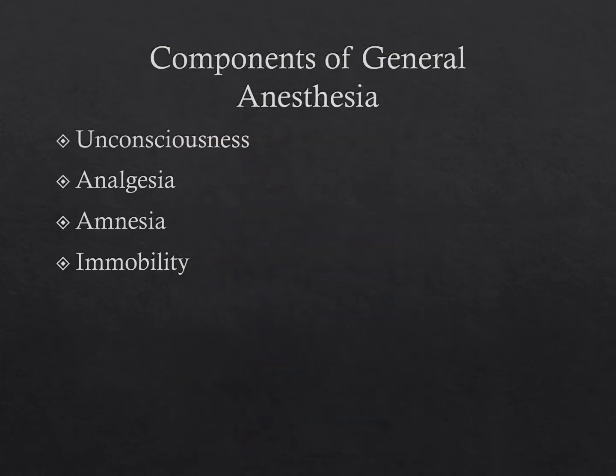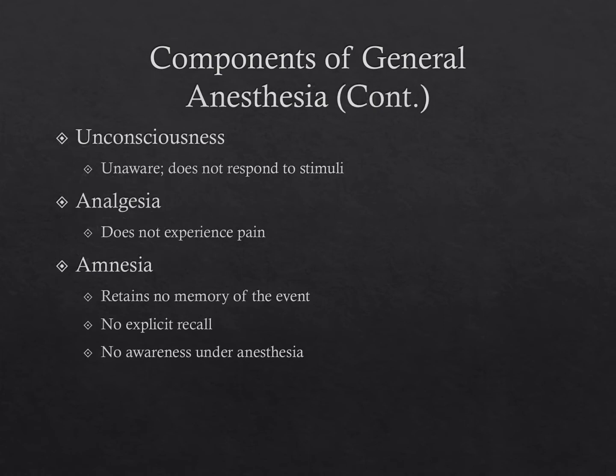General anesthesia is accomplished by administering agents to achieve the major goals that we're going to talk about here: unconsciousness, analgesia, amnesia, and immobility. We'll talk about these a little bit more in detail in these next couple slides. First of all, we'll talk about unconsciousness. This just means that the patient is unaware and they don't respond to any stimuli. Analgesia is meaning that the patient does not experience any pain, and amnesia is they will retain no memory of the event, no recall, and then they also will have no awareness under anesthesia.